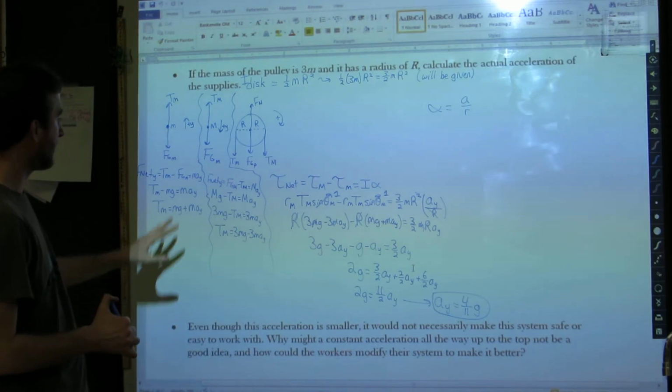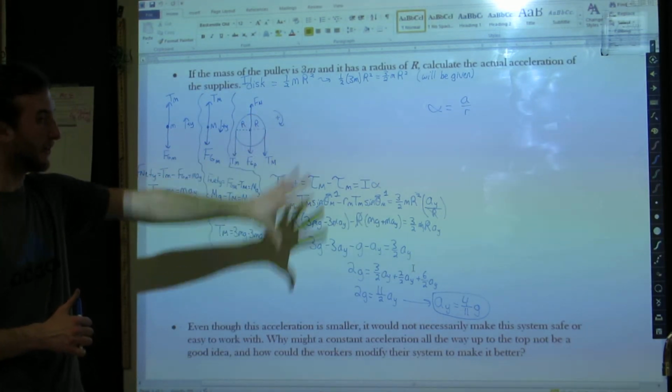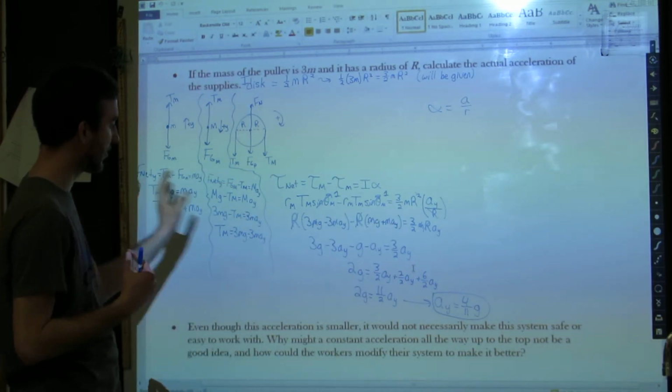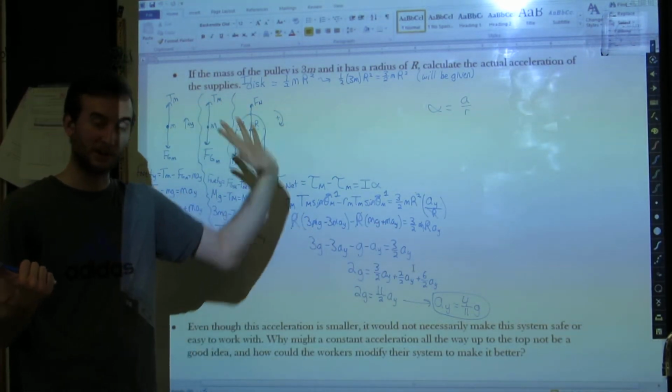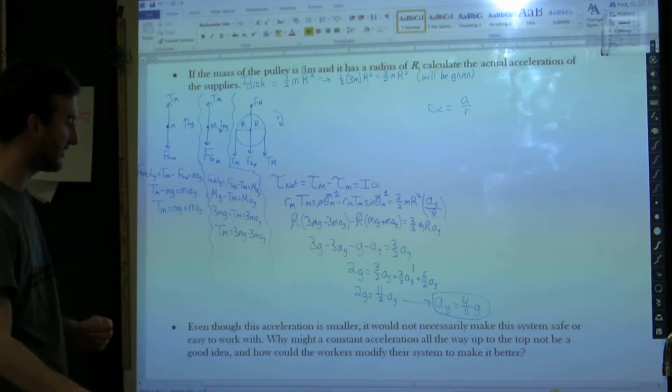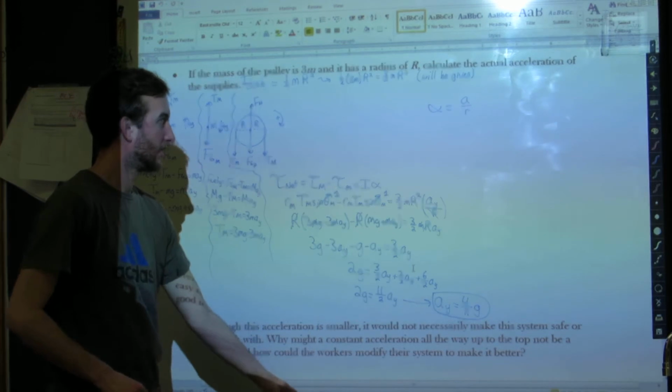Hopefully you see here it's a very similar process to when you did the first example. It's different numbers obviously, but it's the same process. As you do this more and more, the process gets easier and easier. Study that.